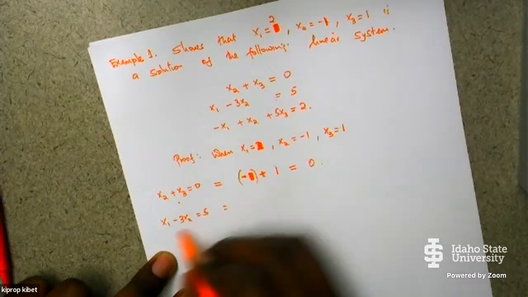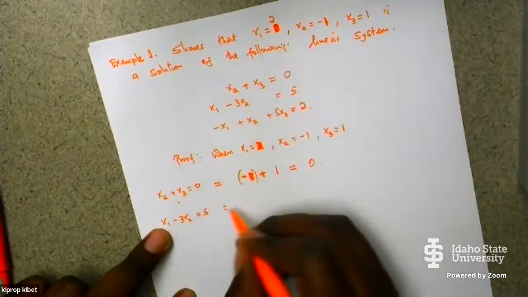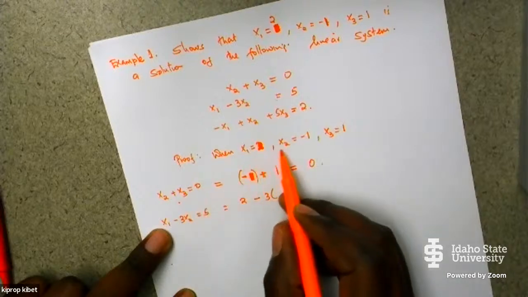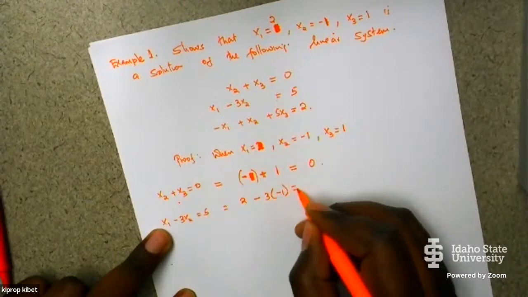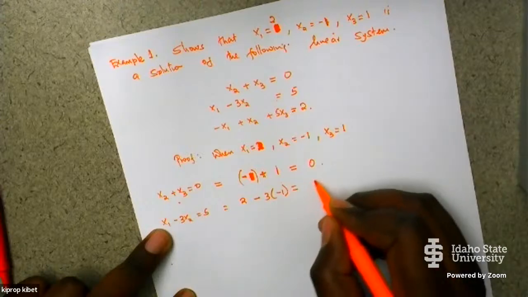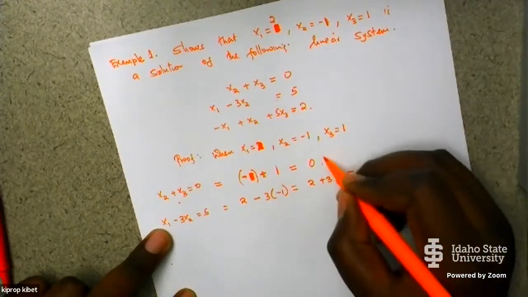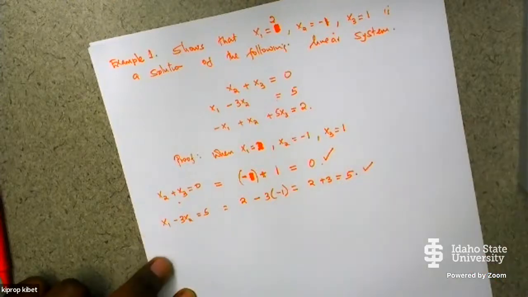If that is a solution. So we have x1 is 2 minus 3 x2. x2 is what? Negative 1. And this one is giving what? So it is giving us 2 plus 3 equals 5. So that is a solution. That is also a solution.